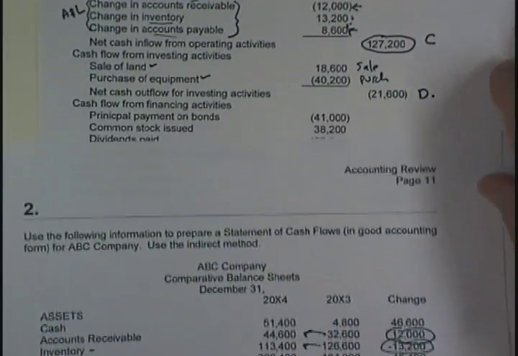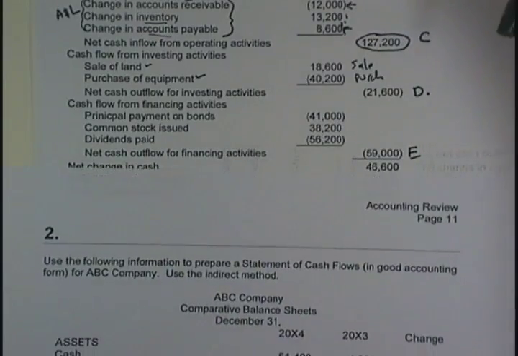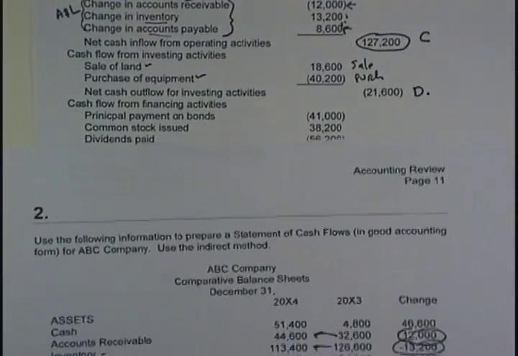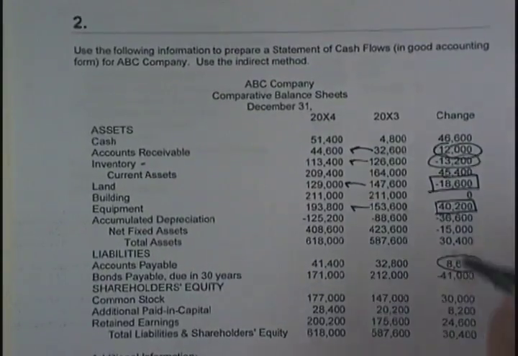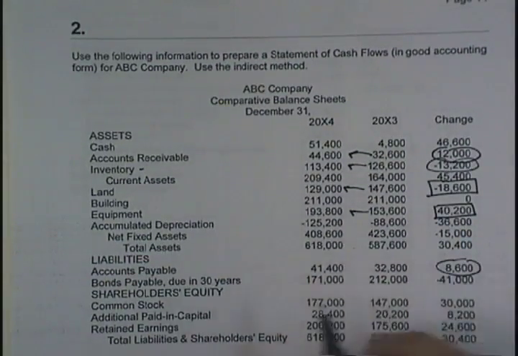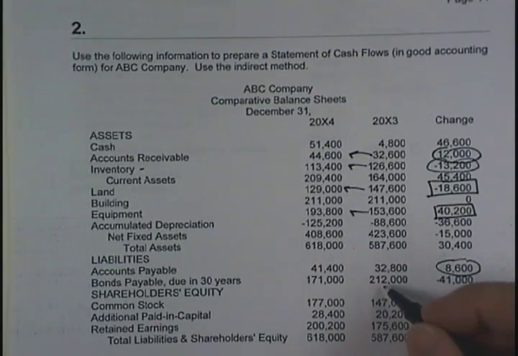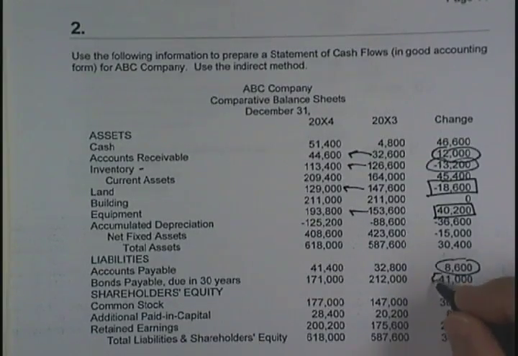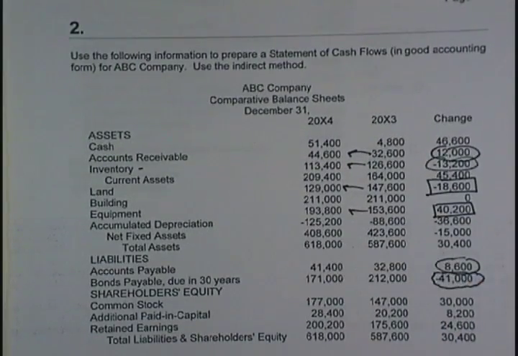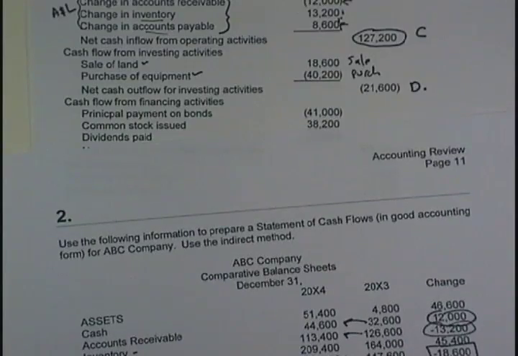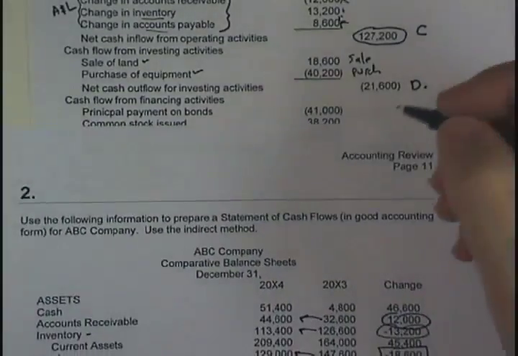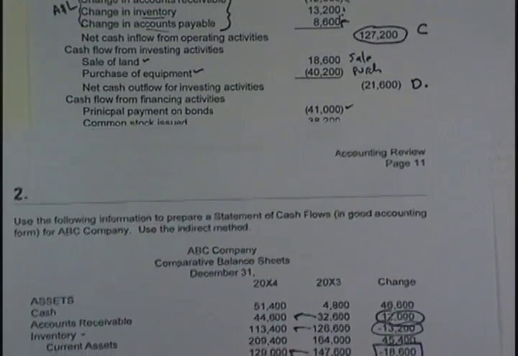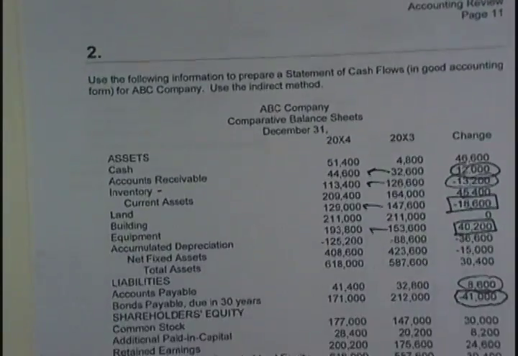And then the last section of the statement of cash flows is from the financing activities. Our balance sheet shows us the amount of the bonds payable due in 30 years. It went from $212,000 down to $171,000. They must have paid off $41,000 of the bonds to get that liability to go down, and that certainly consumed cash of $41,000. They issued some common stock.